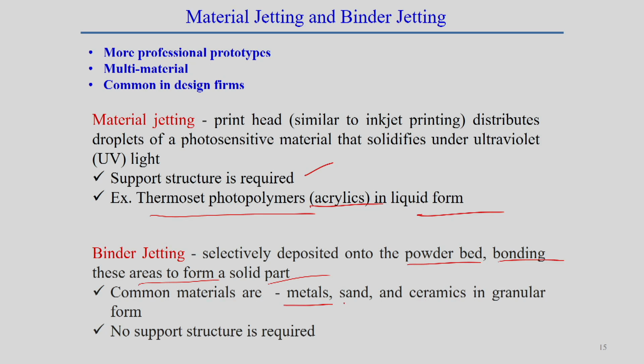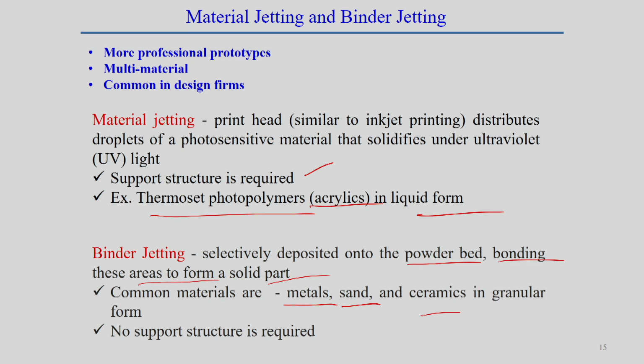Common metals, sand, and ceramics in granular form can be used as a base material, and along with that we supply the appropriate binding elements and then it forms the part by the binder jetting process. Therefore, in these cases no support structure is required.